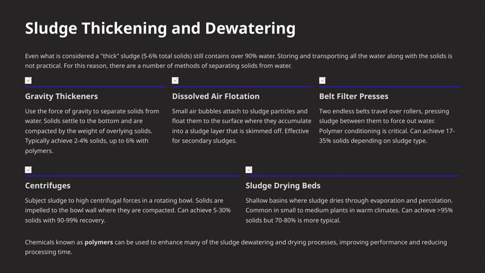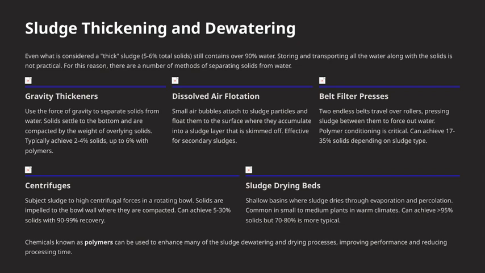Another method is dissolved air flotation. Here, tiny air bubbles attach to the sludge particles and float them to the surface, forming a layer that can be skimmed off. This process works especially well for secondary sludges.